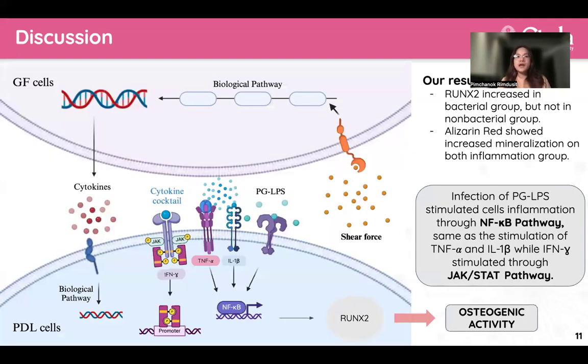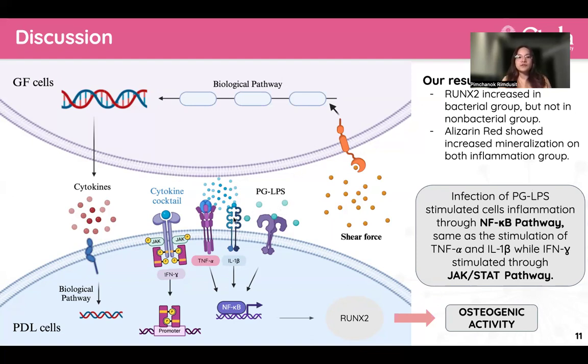When treating PDL with GF conditioned medium, differences in osteogenic activity between non-bacterial and bacterial group were observed. Runx2 was increased in bacterial inflammation group but not in non-bacterial inflammation group. These differences could be explained through differences in their signaling pathway.